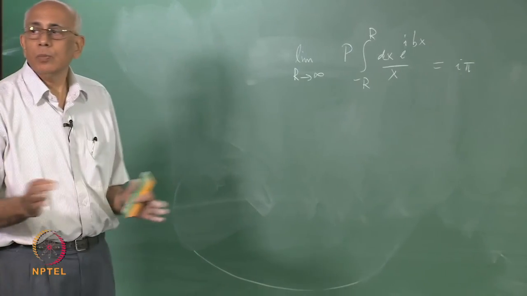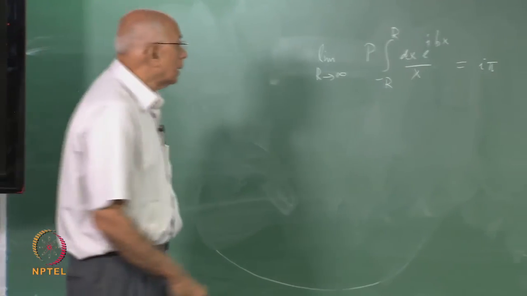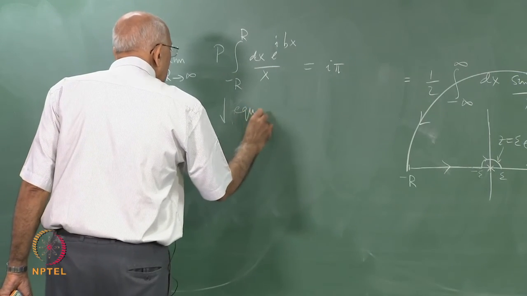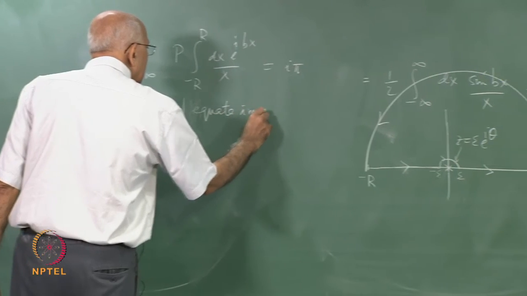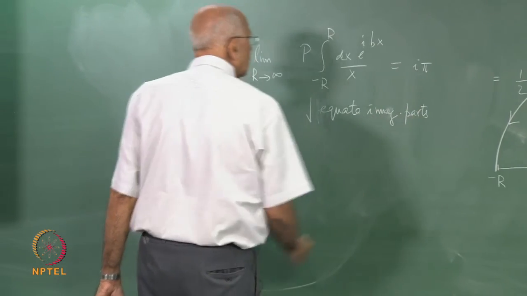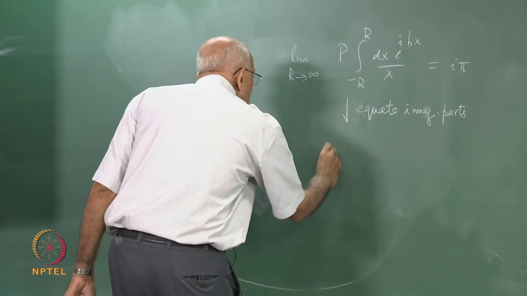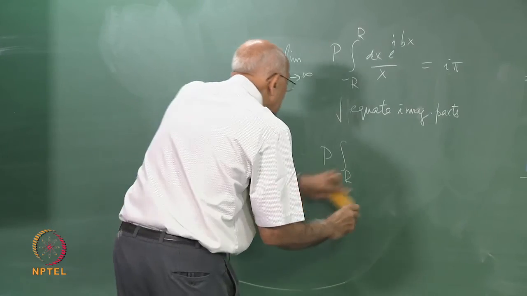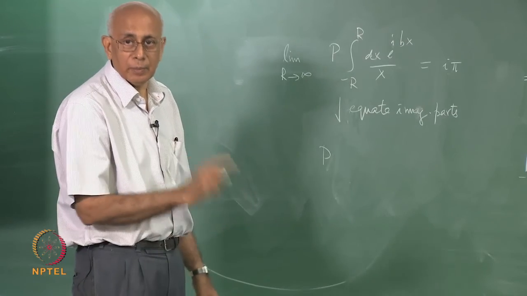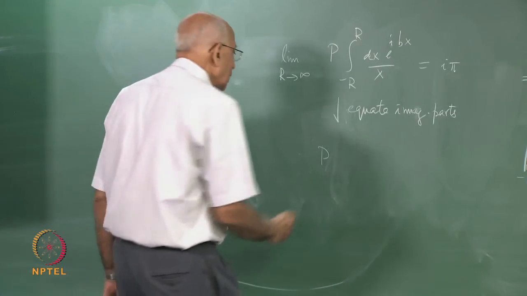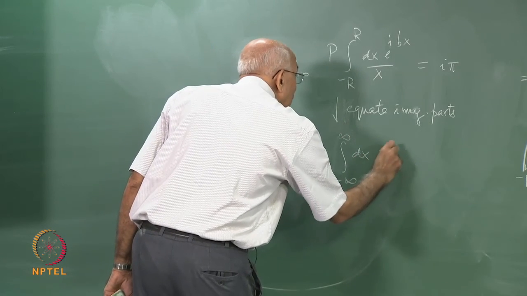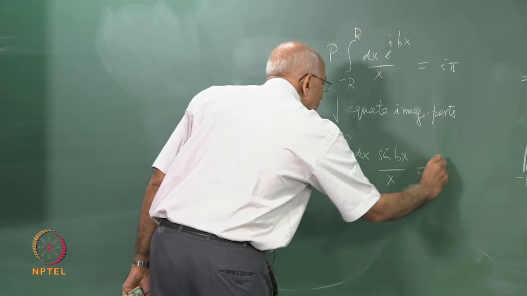Take imaginary parts on both sides. Equate imaginary parts. It says principal value integral minus limit. By the way, limit r goes to infinity of the integral from minus r to r is the same as minus infinity to infinity, it's just shorthand for that. So the principal value of the integral from minus infinity to infinity of dx sine bx over x is equal to pi.